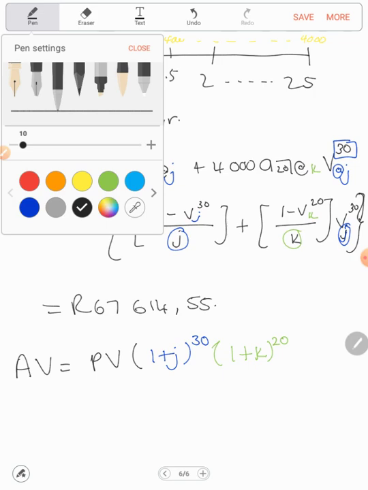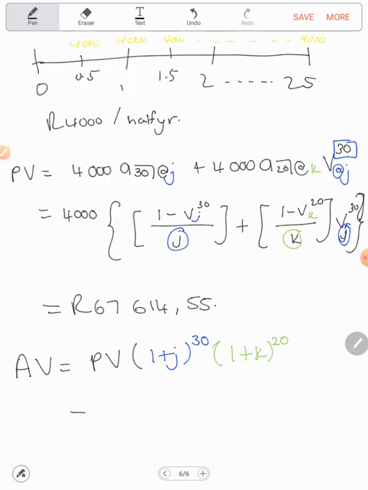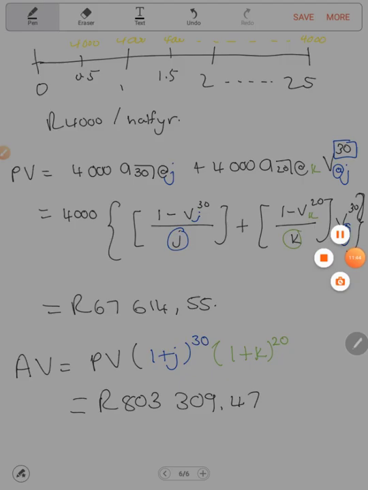And this should give you your final answer of 803,309.47. Okay. The memo gives 803,309.27 cents. That's purely because of rounding, so don't worry much about that. You'll still get your full marks if you do this. So I hope that makes sense.